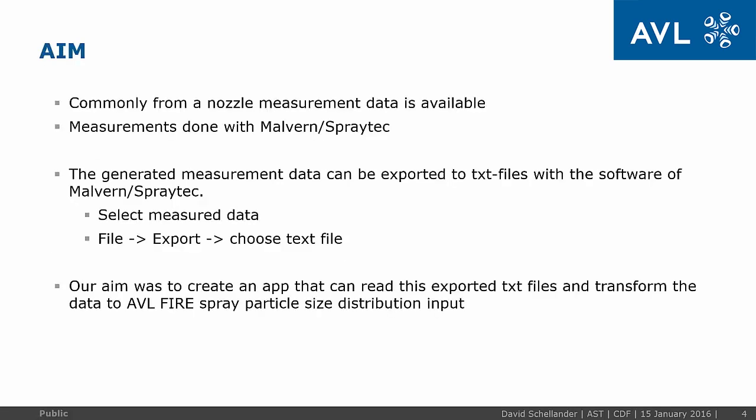Commonly from a nozzle there is measurement data available, especially particle size distribution behind certain millimeters of the nozzle hole. These measurements are done with Malvern systems and evaluated with SprayTech software. The software comes with the possibility to export this measured data to text files. Therefore, you only have to choose the data you want to export and then choose File, Export and select the text file you want.